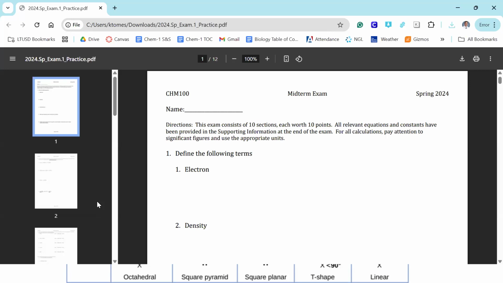You get a whole week to study, and the practice test looks identical to the real test. Formatting is identical. All that's going to change is on the definition section on the practice test. If it says electron, maybe I'll write orbital instead. Right, but it's still going to be 10 points of vocabulary.